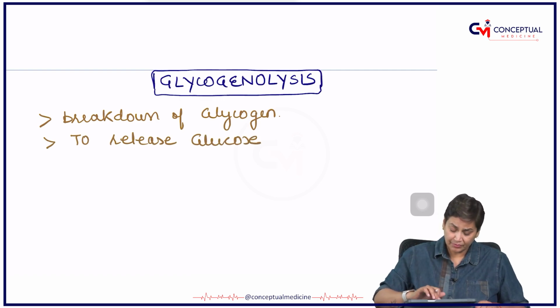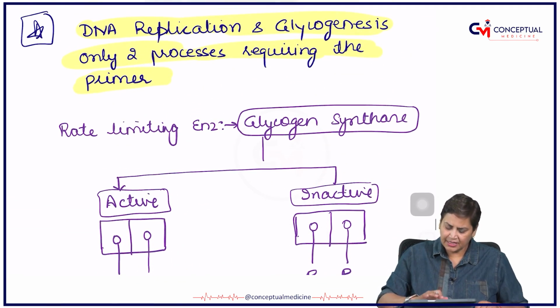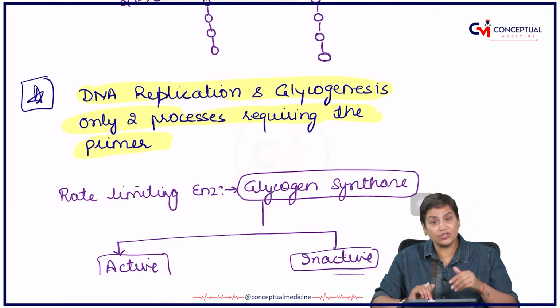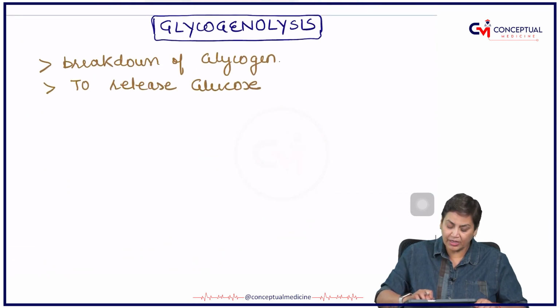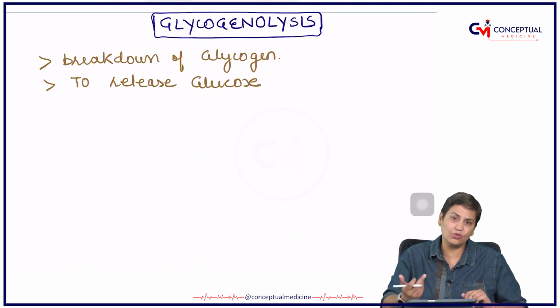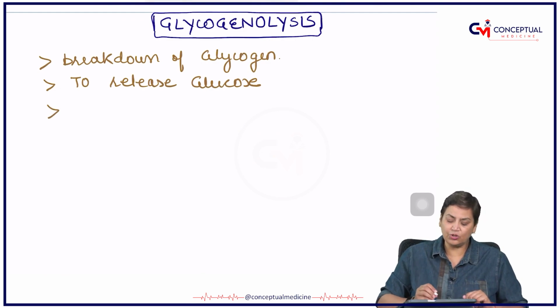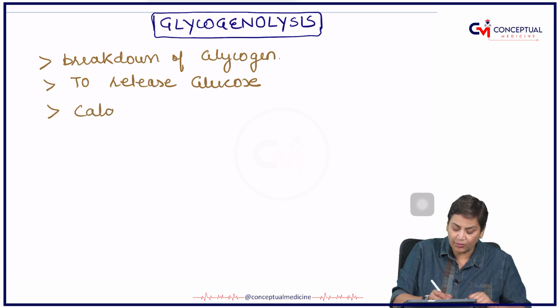Okay. Now see, here I will just write one thing. Here you can say that the entire glycogen is synthesized. Now it has to be broken down into glucose, when it has to release glucose. Glycogenolysis will be like this. Since it is breakdown, it has to be a catabolic process.